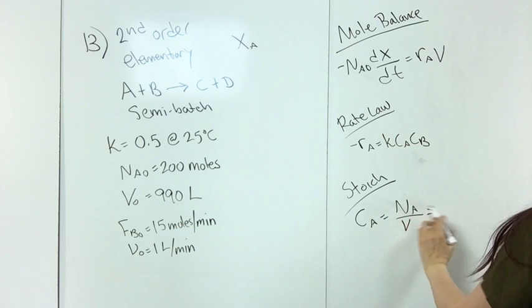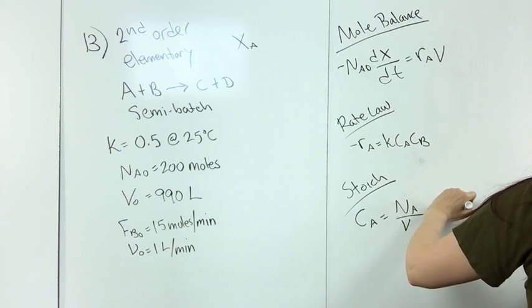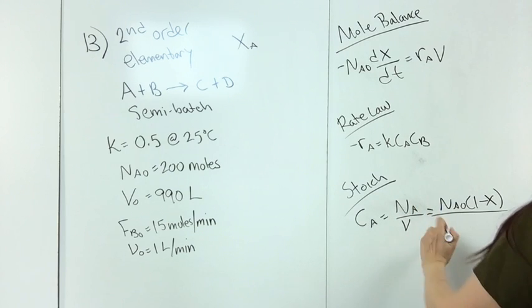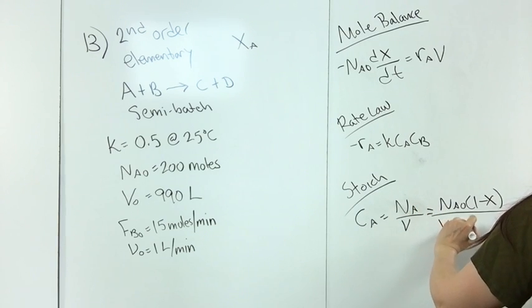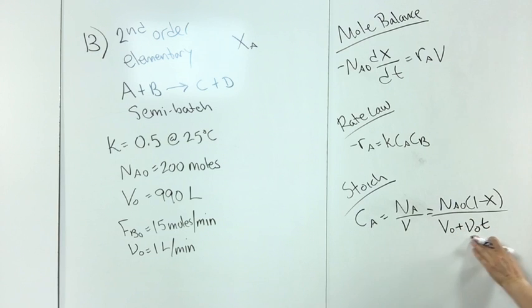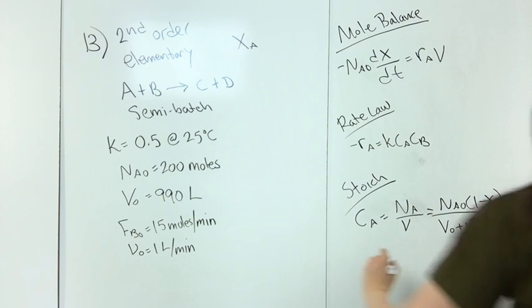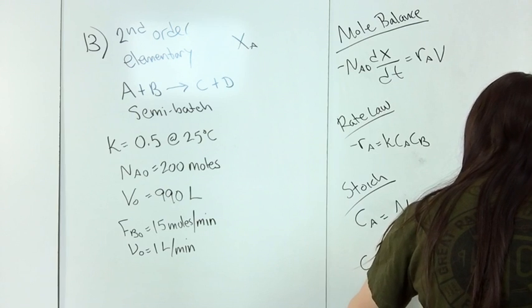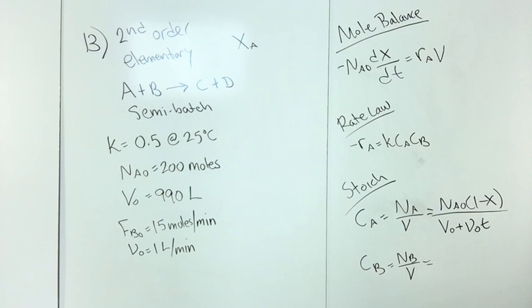So I know that NA is equal to NA naught times 1 minus X, and then V is the initial volume plus whatever is added. You can calculate what's added with just the volumetric flow rate multiplied by time. And then CB is NB over V. In this case, we're adding B. If you were adding A, then you would write A like this and vice versa, but we're adding B.